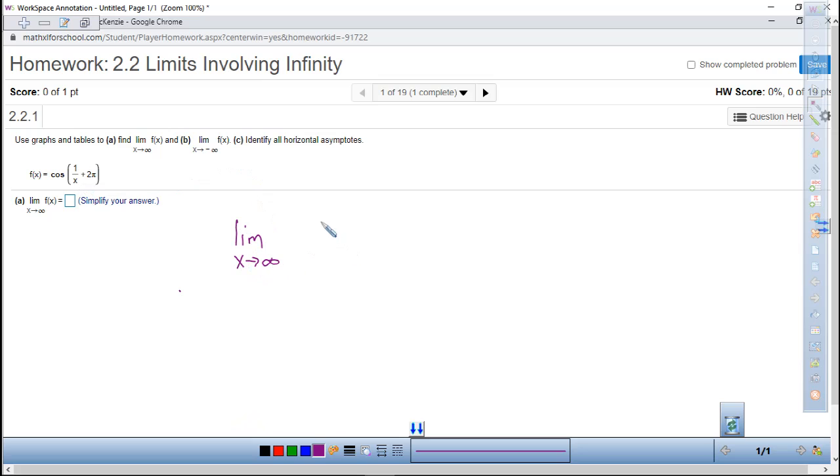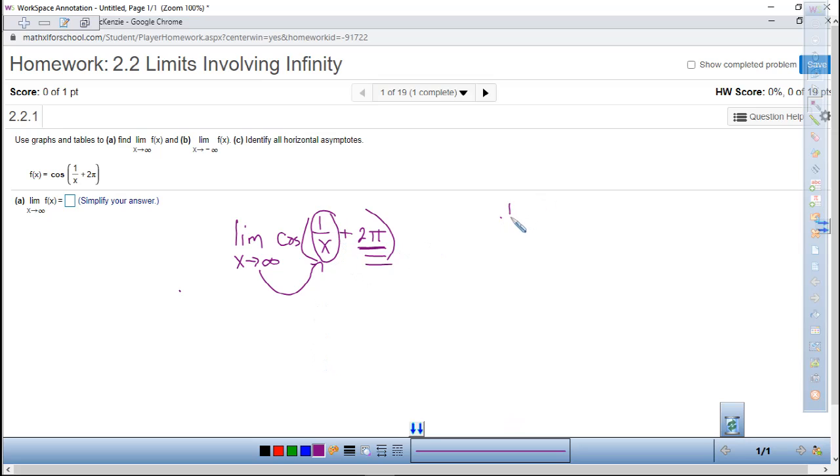as x approaches infinity of cosine of 1 over x plus 2 pi. Now, what's happening with x? X is going to go in here, and then whatever this value approaches as x approaches infinity, we're going to take the cosine of it. Well, let's break this down into parts. Something's going to happen to the 1 over x, and nothing's going to happen to the 2 pi. 2 pi is a constant, so 2 pi is going to be 2 pi. So all we're focused on right here is this part right here.